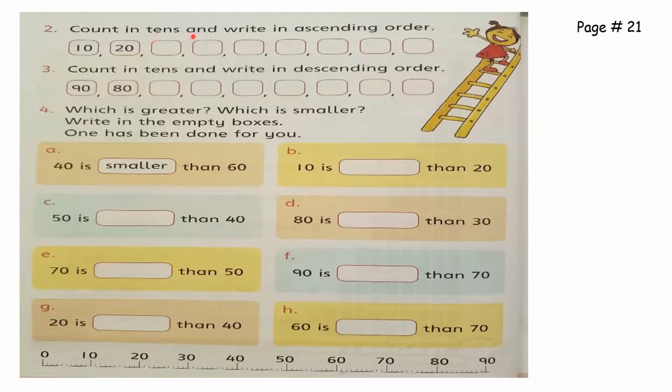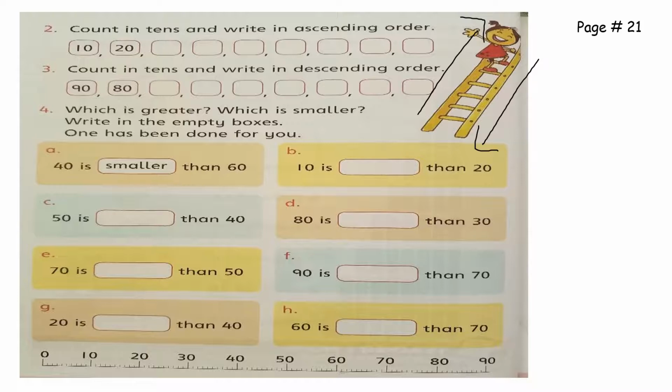Okay, now we have to count in tens and write in ascending order. What is ascending order? Ascending order is from smallest to the greatest. It means we go from smallest to the greatest, and descending order is we come from greatest to the smallest.